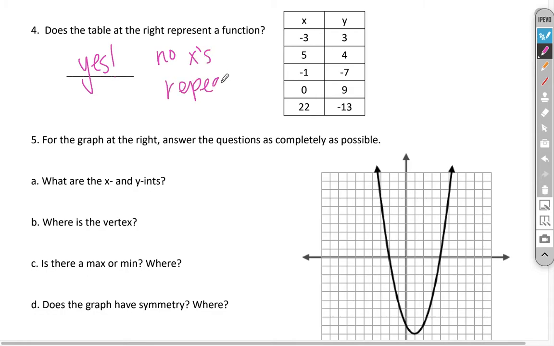Now, if we had some x's repeat, like if we had (-3, 4), we would have the same x value with different y values, so this would not be a function. But if we had (-3, 3), well, that was already on here once, so this is not changing anything. This would still be a function, okay? We only care if the x's repeat and have a different y value.